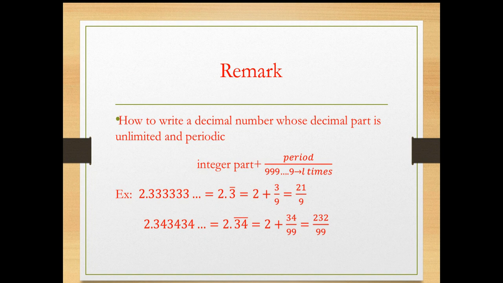It's 21 over 9. Now, if I have more than one digit in the pattern, for example, here, 2.34, 34, 34. Also, it's 2 point, what is the repeating part? 34. And how many numbers do we have? 2. So I put 99. And then I also do the same. It's over 1. I multiply 2 by 99. And then I add. I make the same denominator. So I will have 99 times 2, which equals 198.